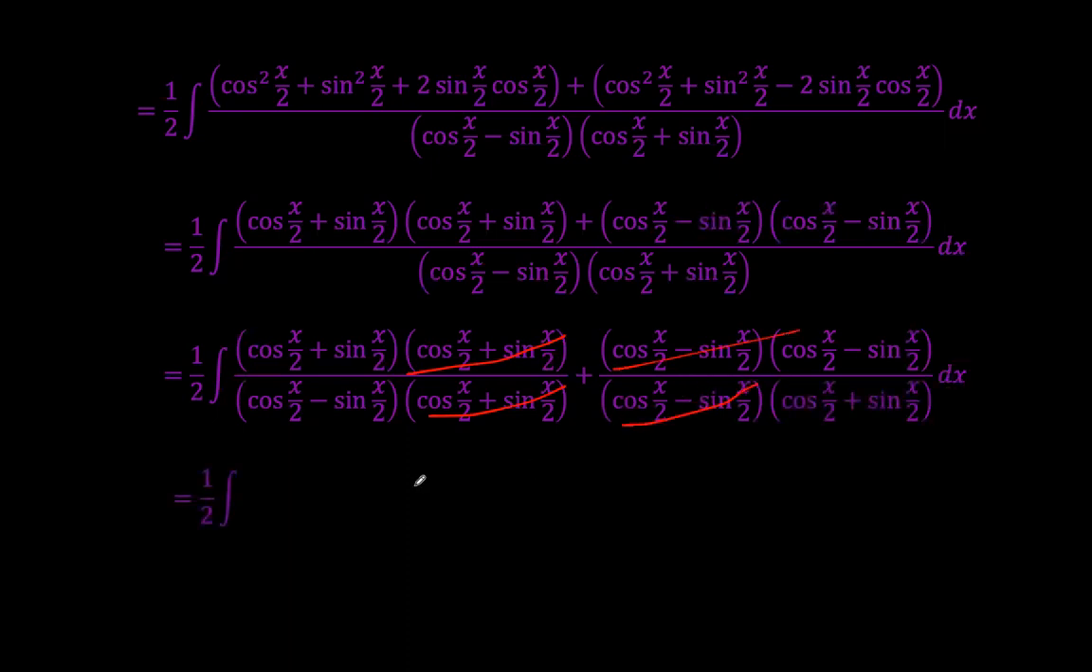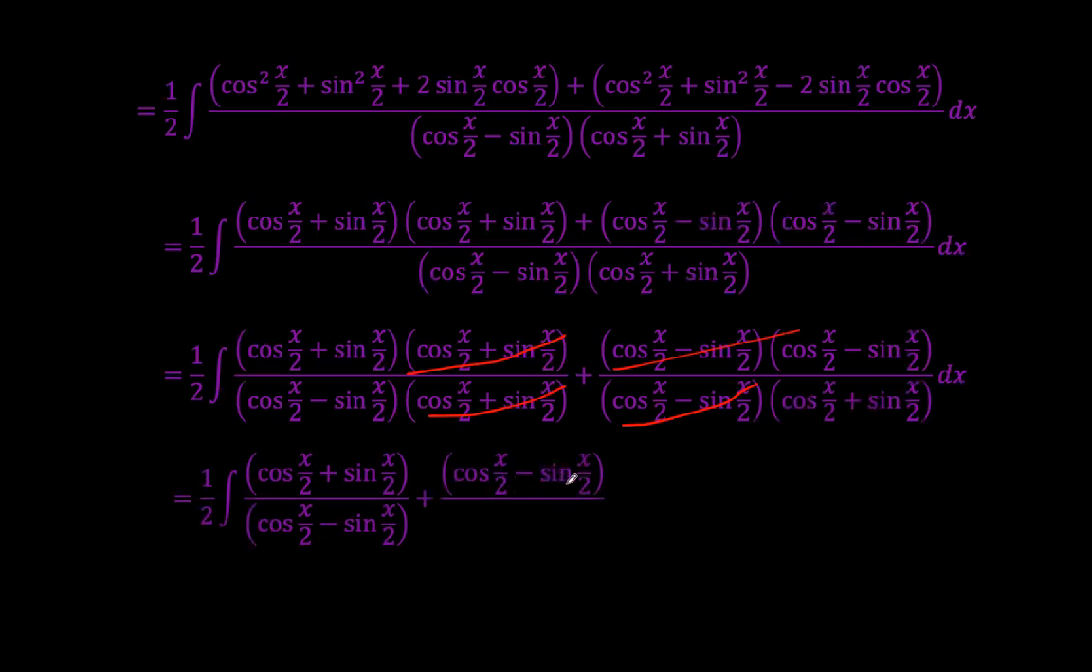And so here we are left with half the integral of cosine x over 2 plus sine x over 2 over cosine x over 2 minus sine x over 2. And then here we have the integral of cosine x over 2 minus sine x over 2 over cosine x over 2 plus sine x over 2. So as you can see, we're going to play a little bit farther here.